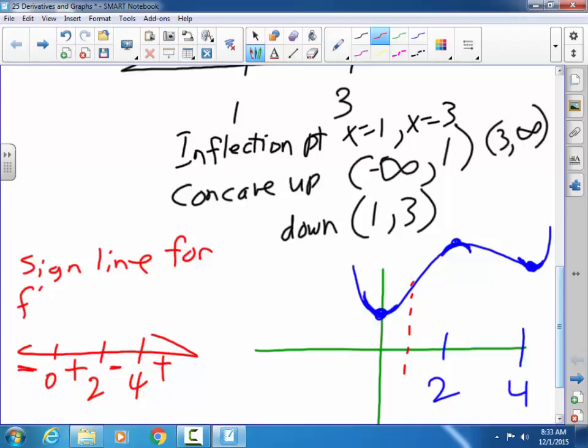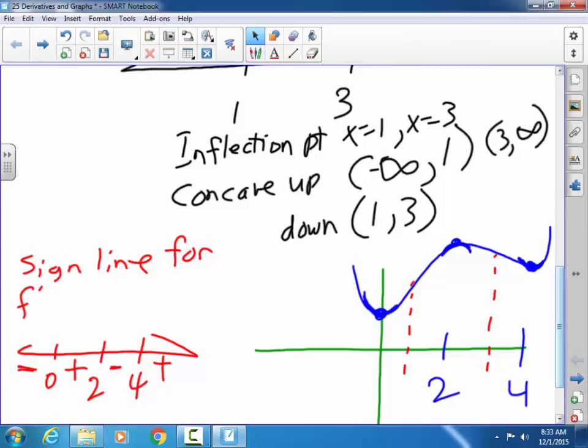It's concave down from 1 to 3. So again, about 3, concave down means it doesn't hold water. That kind of meets that criteria. And from 3 on, it's concave up. That looks like it would hold water. So our graph could look something like that.